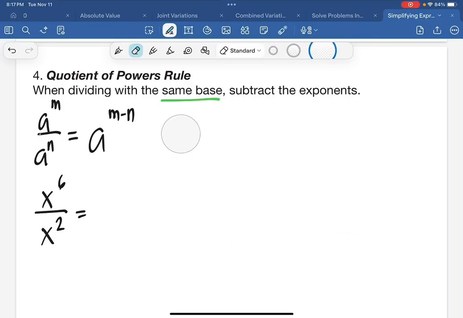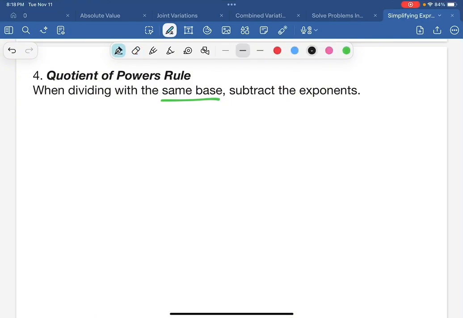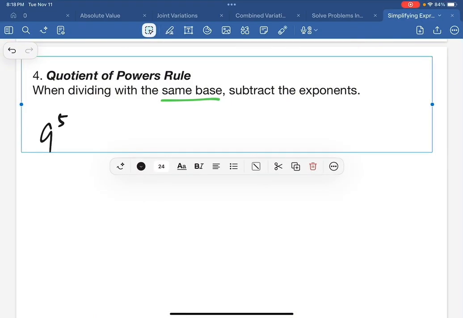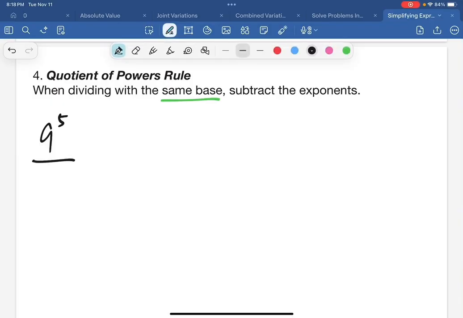Now another example, let's involve numbers this time. Okay, we have 9 raised to 5 over 9 cubed. Same base, so 9. Just copy the base. Then 5 minus 3, which is 2. We don't want to end with this kind of result, so let's expand this one. So 9 squared, or 9 times 9, is 81, and this is our answer.